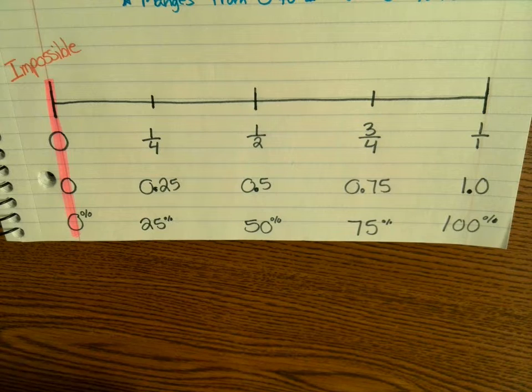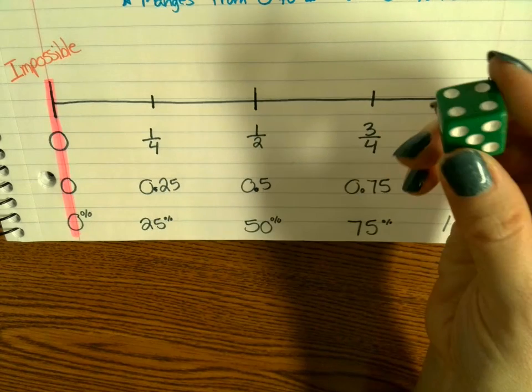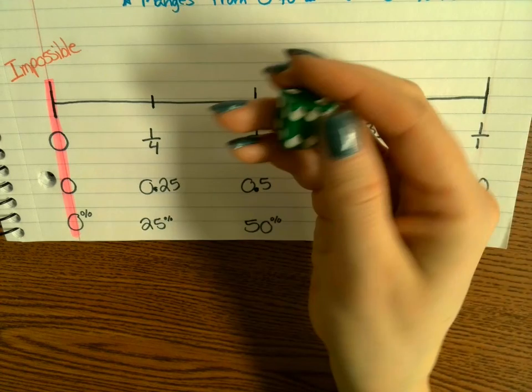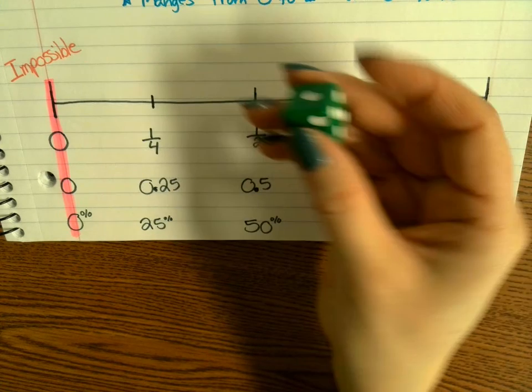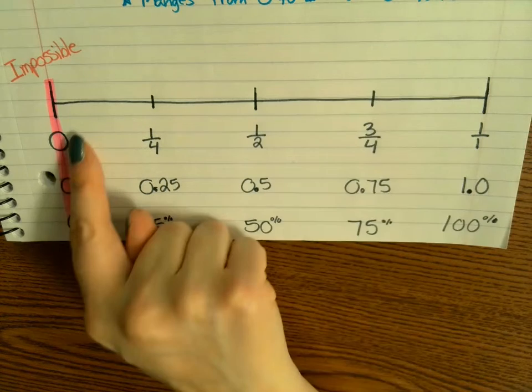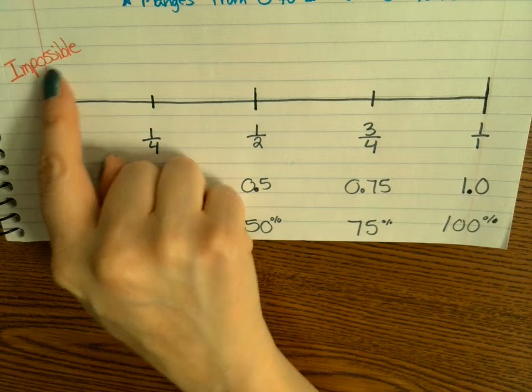So just like with before, when I said, hey, how much would you bet that I'm going to roll the die and land on a 7? That's an impossible event. It cannot occur because none of these numbers are 7s. So we would label that as 0% or 0. Or if they're asking for likelihood, you would call it impossible.